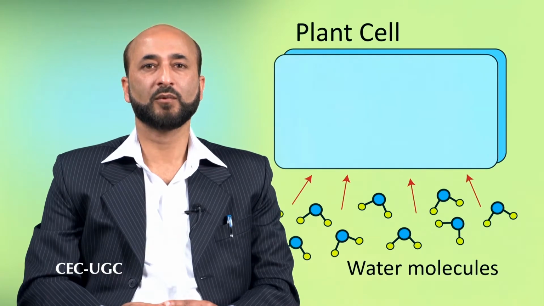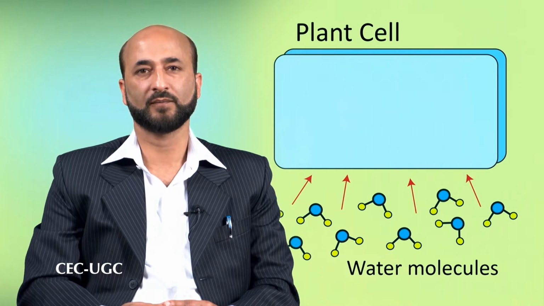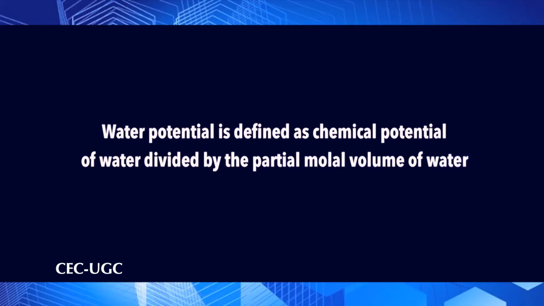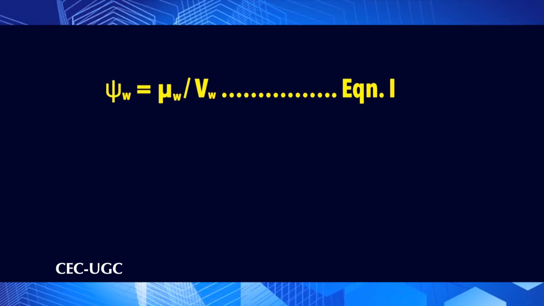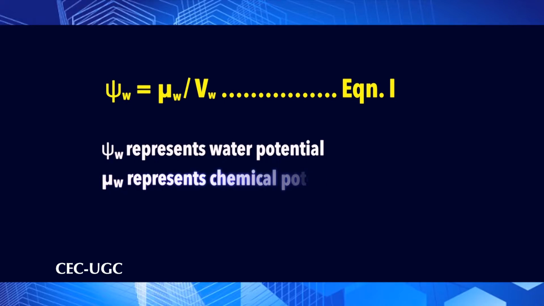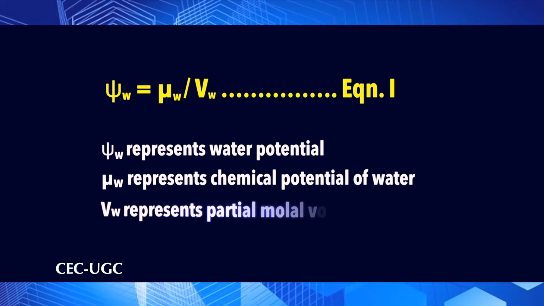However, water potential is not synonymous with the chemical potential of water. Water potential is defined as the chemical potential of water divided by the partial molal volume of water. Mathematically, we write it as psi w is equal to mu w divided by V w, where psi w represents the water potential, mu w represents the chemical potential of water, and V w represents the partial molal volume of water.